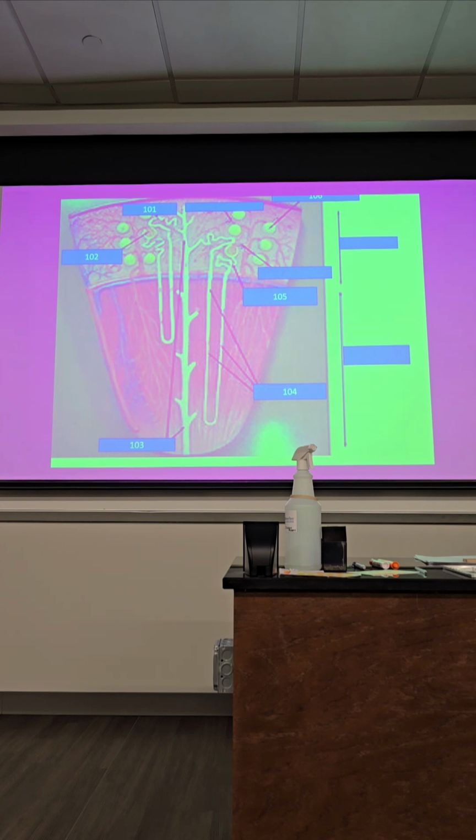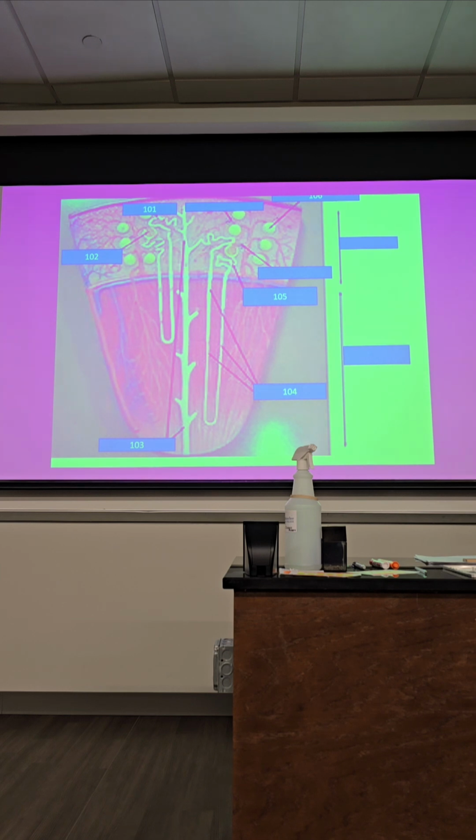Okay, let's do 105. Let's do 104. And that's also the same thing, right? So how would you dictate? Because both of them are the loop of Henle, right? You mean all three of them? Coming off of the glomerulus, that's the descending and the ascending. Yeah, the whole thing, since it points to all three, right?